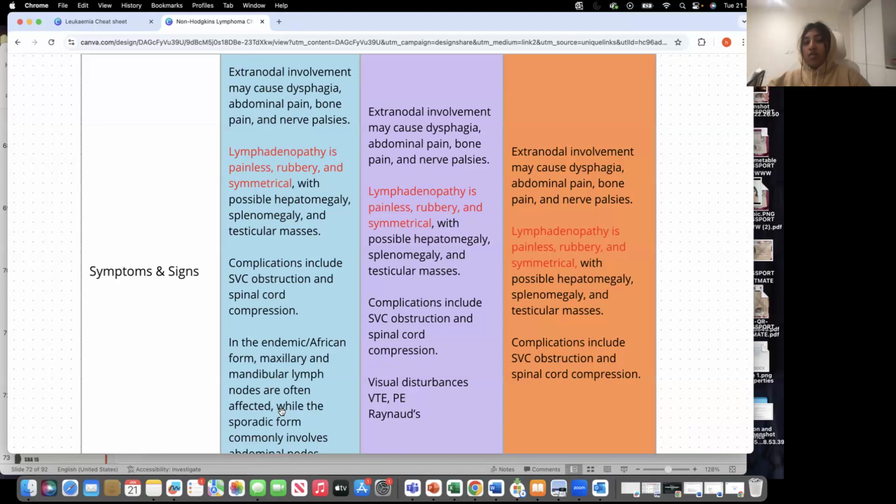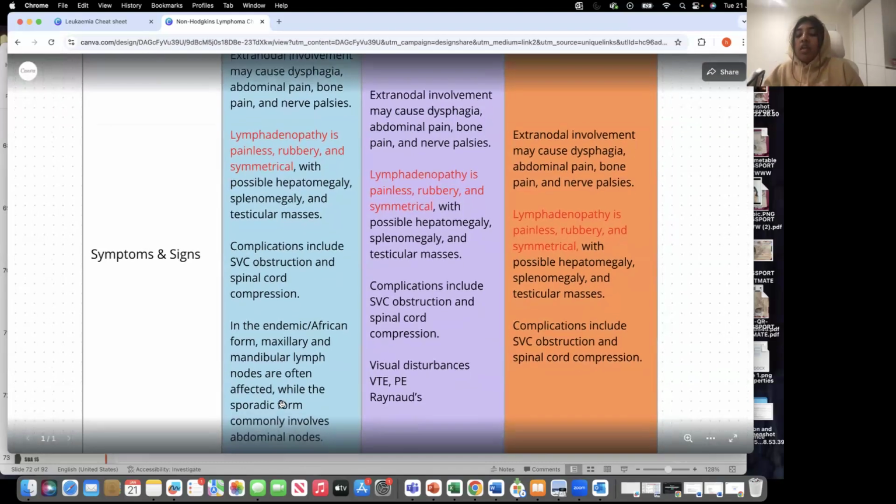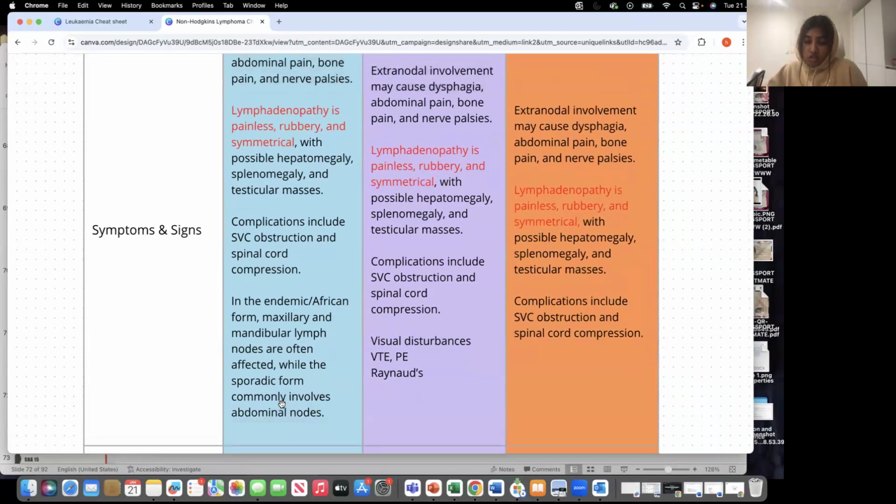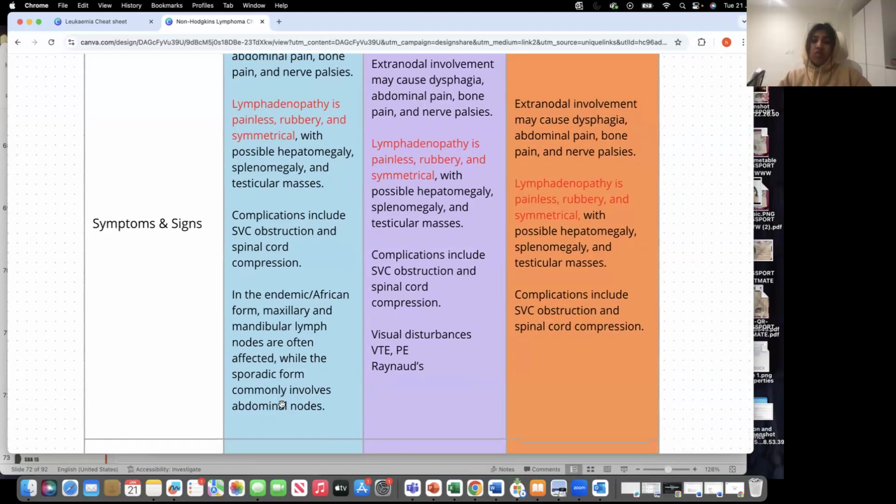If you see lymphadenopathy that is painless, rubbery, and asymmetrical, that's more likely to be a Hodgkin's lymphoma. So Hodgkin's is asymmetrical, and non-Hodgkin's is symmetrical. You can also see hepatomegaly, splenomegaly, and testicular masses. Some of the main complications to remember are superior vena cava obstruction, sometimes presenting with edema, spinal cord compression, and visual disturbances. Those are common to all three of them.